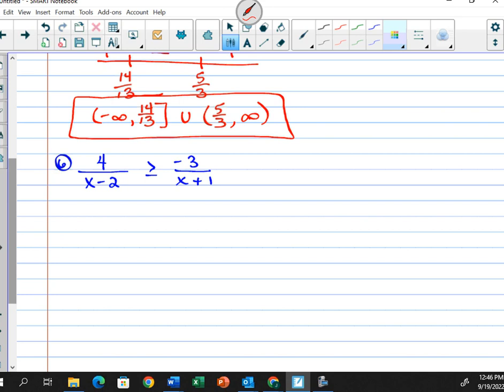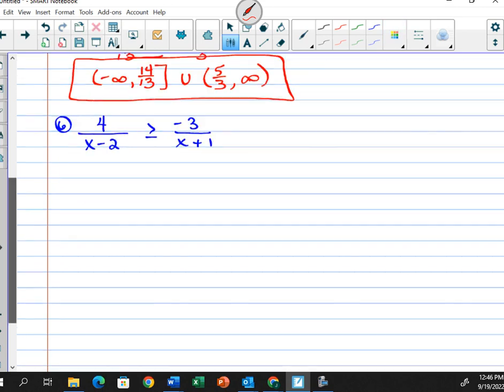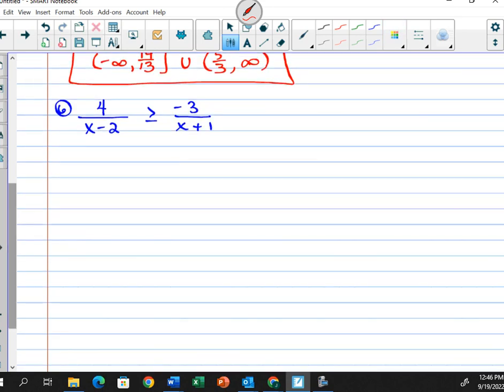Guys, I'm going to help you with the first step, and then I want you to try. We'll see how good you are with your common denominators. Your first step is that you need a 0 on one side. So we're going to move the whole 3 over x plus 1 to the other side. If you try to multiply or anything like that right away, you're going to lose a critical number. So we want to bring that entire fraction over. And then I want you guys to try from there. So you've got 2 denominators you've got to deal with this time.